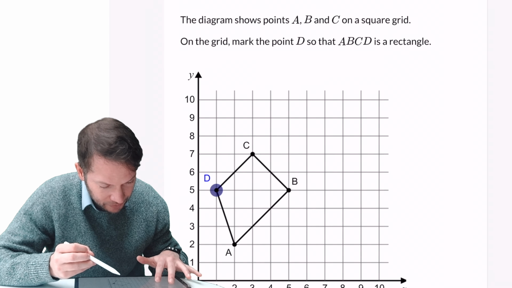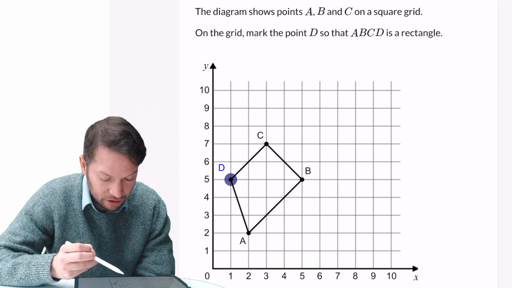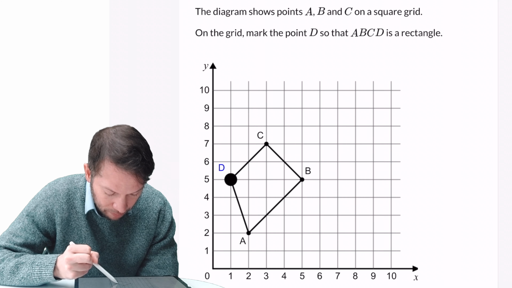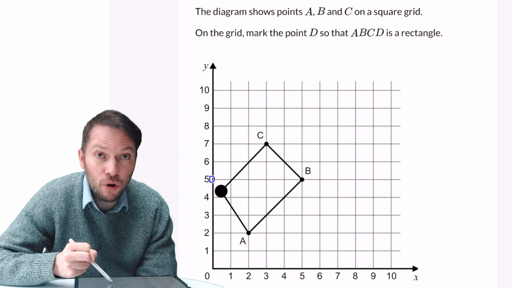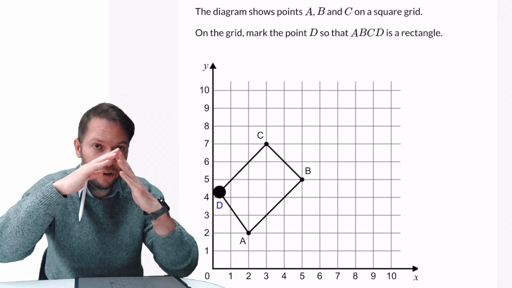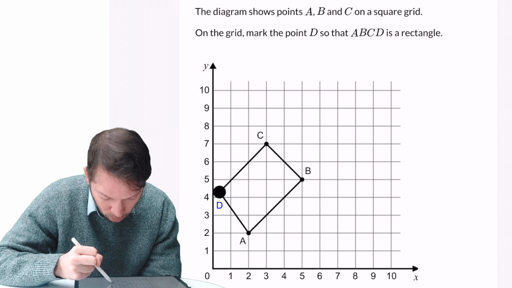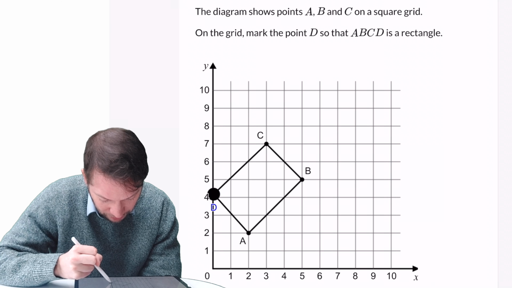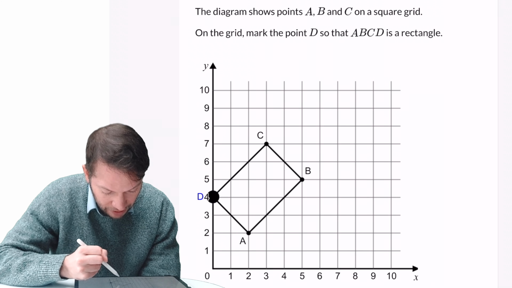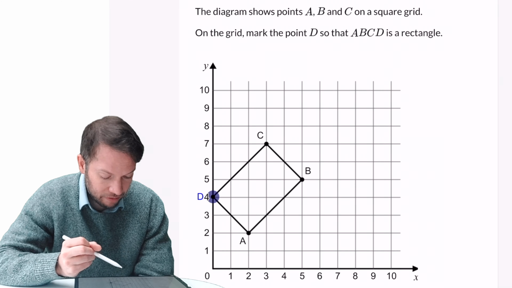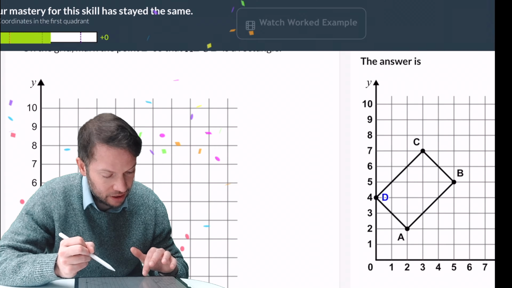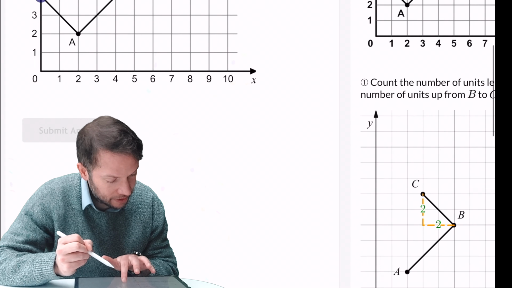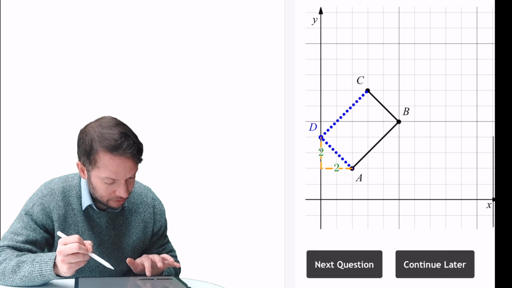Right, so this time ABCD's got to be a rectangle. Now remember, a rectangle is a bit like a square, but stretched out. It's still got all right angles, so all the angles in it are 90 degrees, but one side might be a different length to the other. So I think if I put it here, that looks like a rectangle because I can see that AB and DC are the same length. So let's submit that. And again, we'll go into detail why this works. Yeah, that was right. Well done, me. It's explained here, but I'll go into that explanation later.